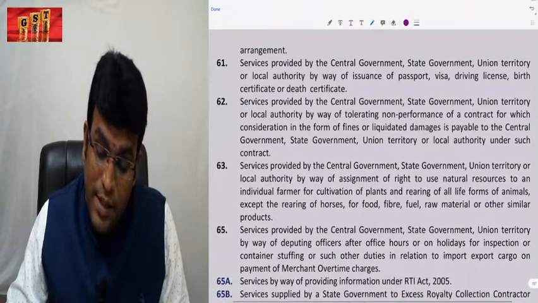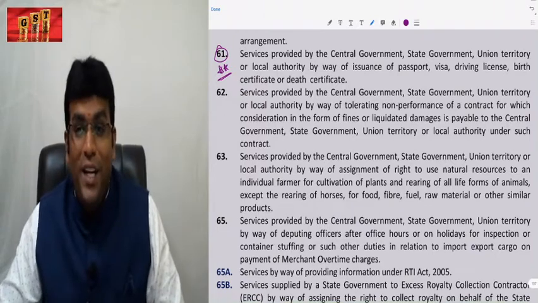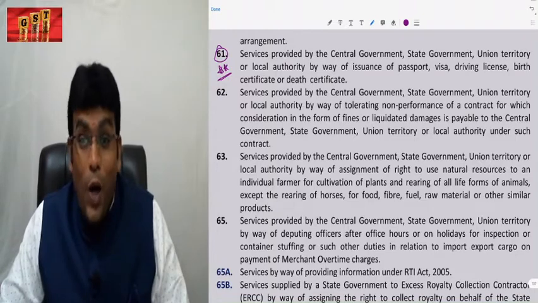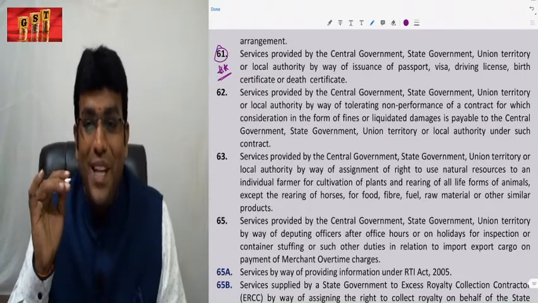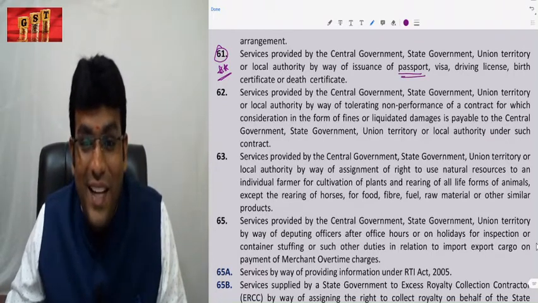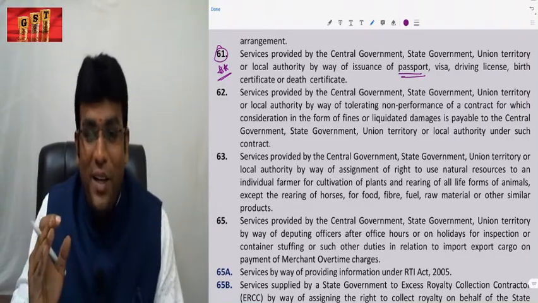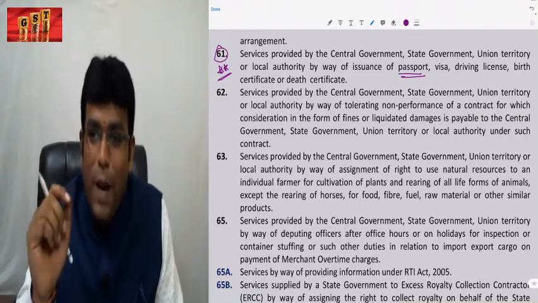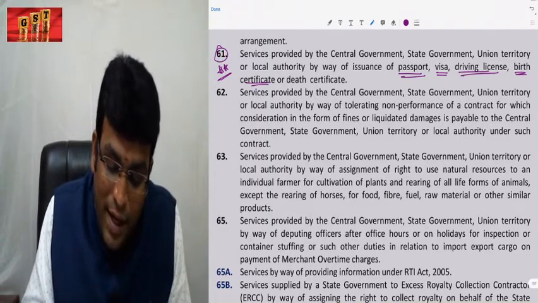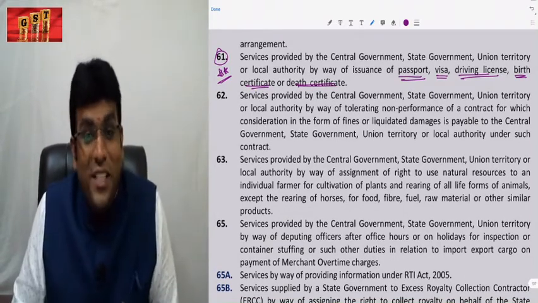Good. Next, 61st point. And friends, 61st point is a very, very, very important point. See that? Service provided by central government, state government, union territory or local authority by way of issuance of passport. Come on, friends, see that? Service provided by central government, state government, union territory or local authority by way of issuance of passport, visa, driving license, birth certificate and death certificate. So these kind of things, my dear friends, there is no question of GST.